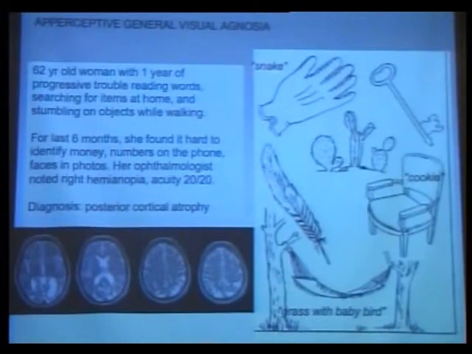Here's what she did when we presented her with some line drawings. What is this? It's a snake. This was grass with a baby bird, and this thing here was a cookie. Again, she's just guessing. She's seeing some little fragments and trying to make a guess. She obviously got the grass here somehow. I don't know where the bird is, though.